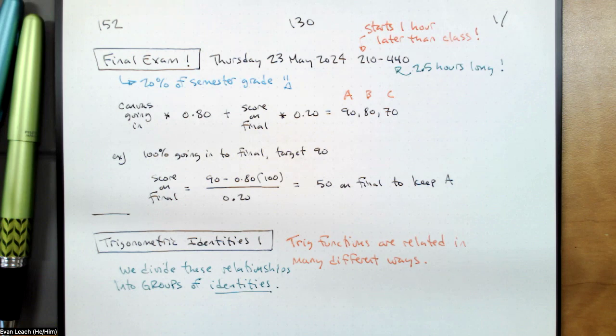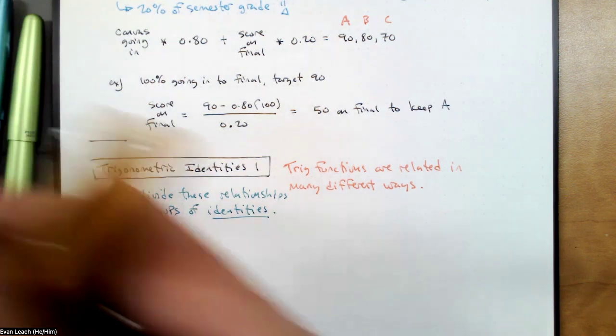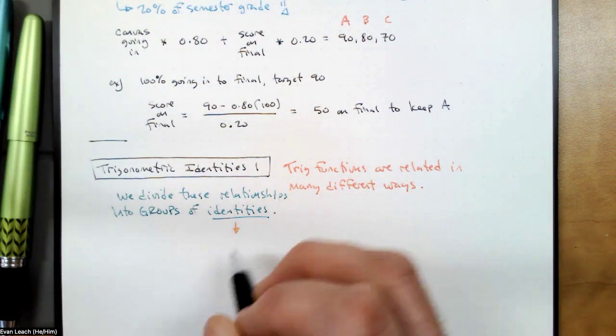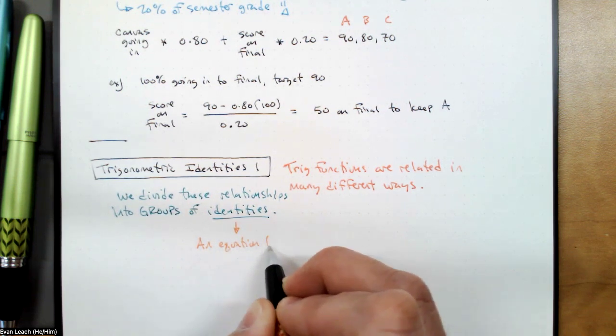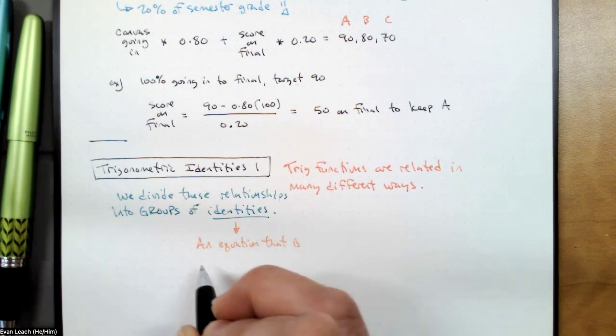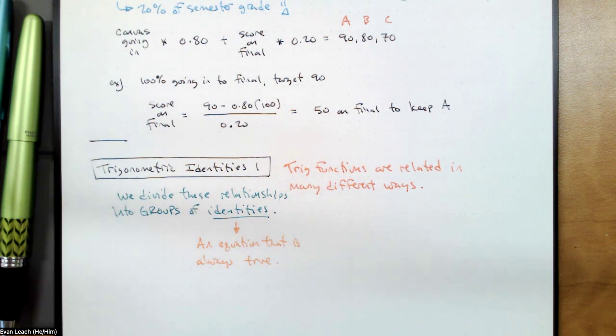An identity is just an equation that is always true. Always true, asterisk, always true insofar as it's true for all the values for which it is defined. Don't at me in the comments.